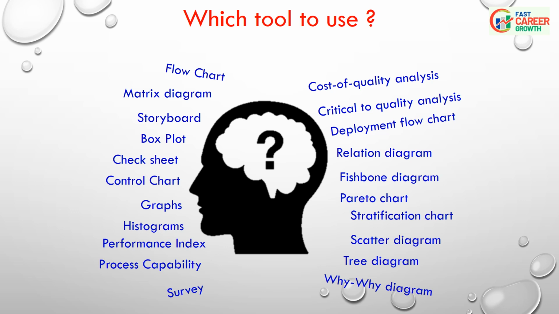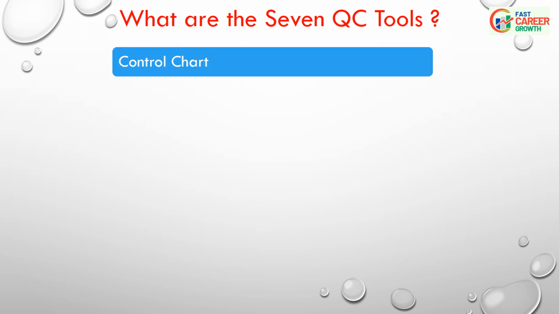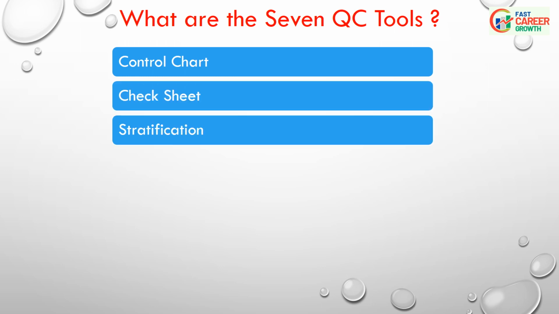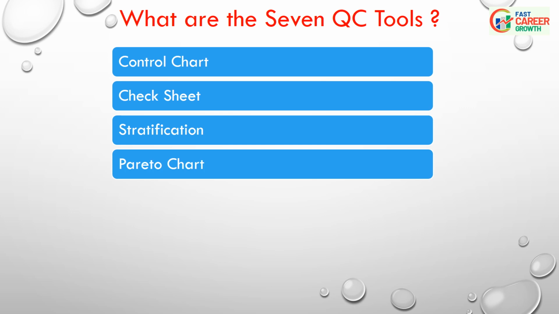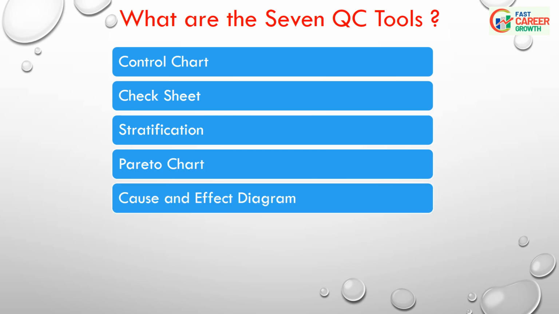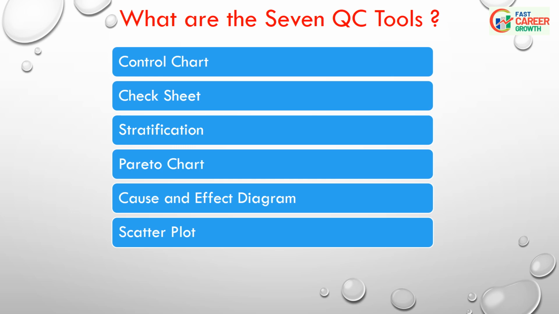Next is, what are the 7QC tools? The 7QC tools provide common methods of analysis to help problem-solving teams. It helps in taking decisions faster and objectively, as a factual approach to decision-making. So the 7QC tools are control chart, check sheet, stratification, Pareto chart, cause and effect diagram, scatter plot, histogram.